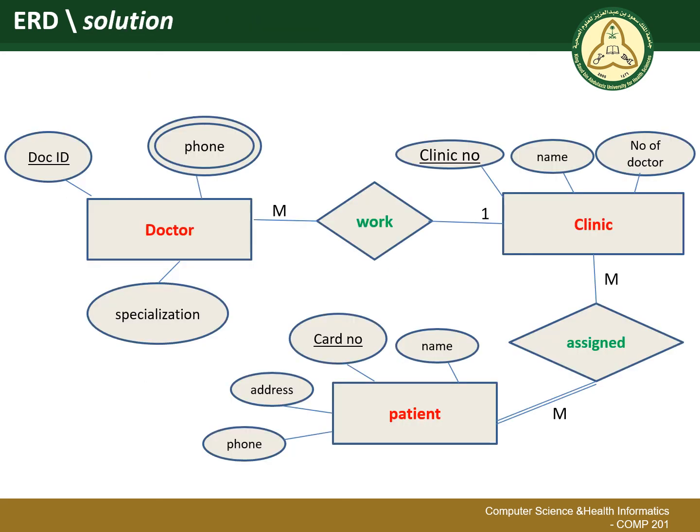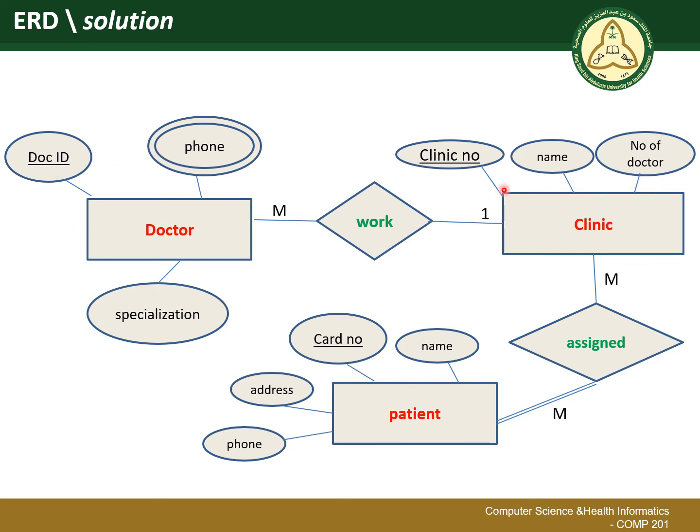So here we have the entity relationship diagram. We have the entity doctor, and it is described by the attributes doctor ID, specialization, and multiple phones, so we have a multi-value attribute. The doctor ID is the key identifier, so we underline it.